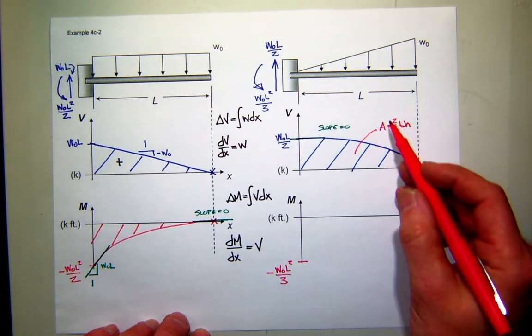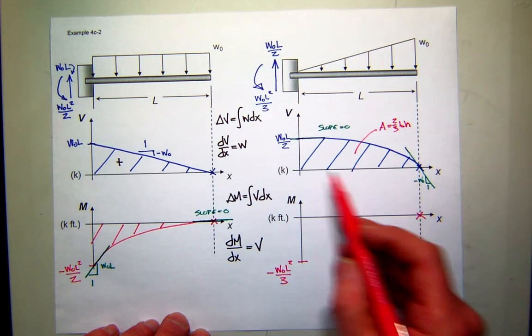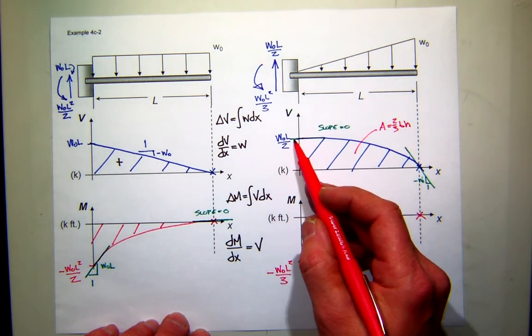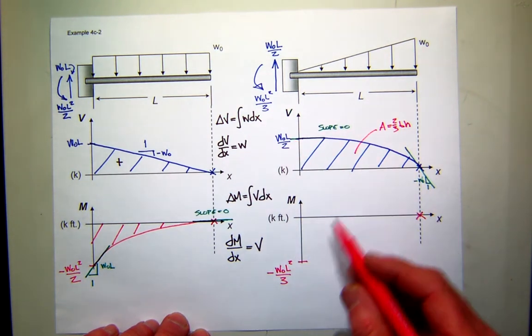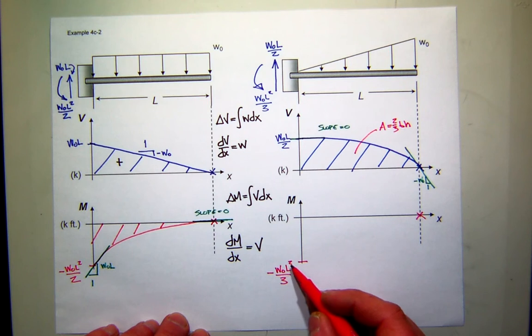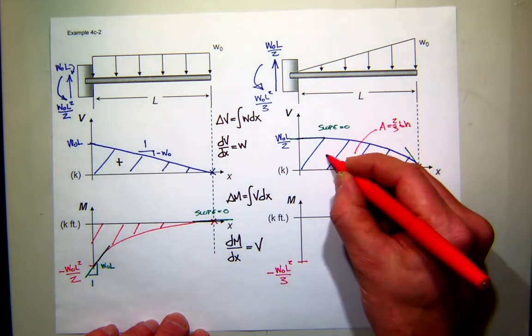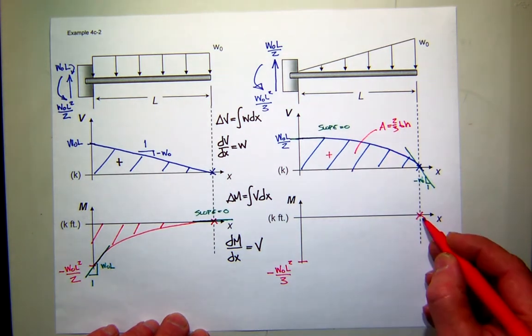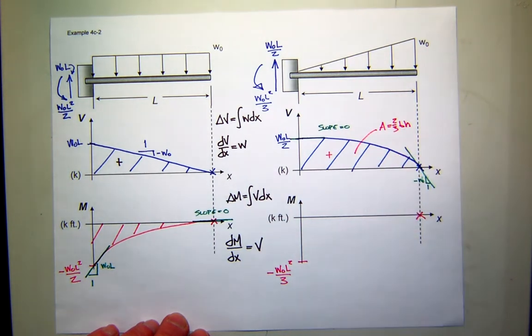So in our case, 2/3 of the base, L, times the height, W naught L over 2, is W naught L squared over 3. And that's positive. So that does get us back to 0. Luckily, we don't need to know the centroid of that right now, so we'll forget about that.